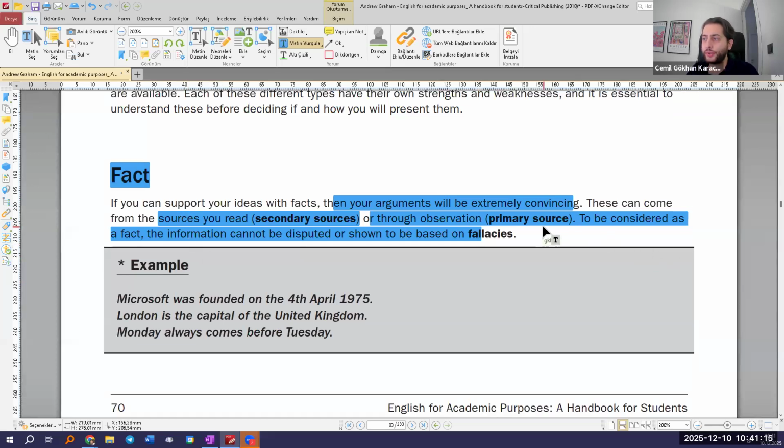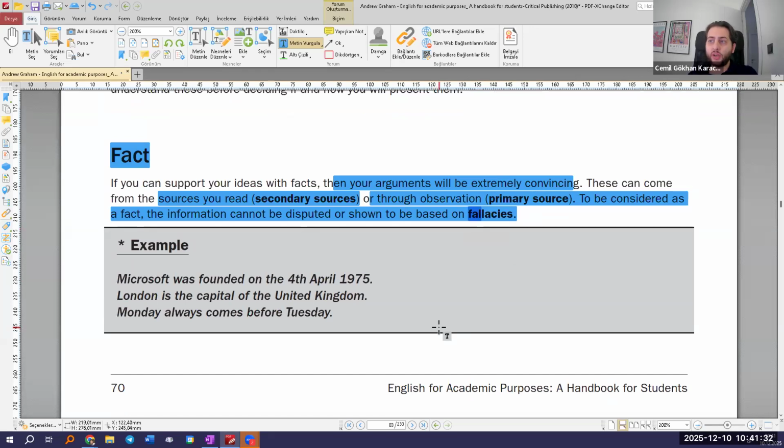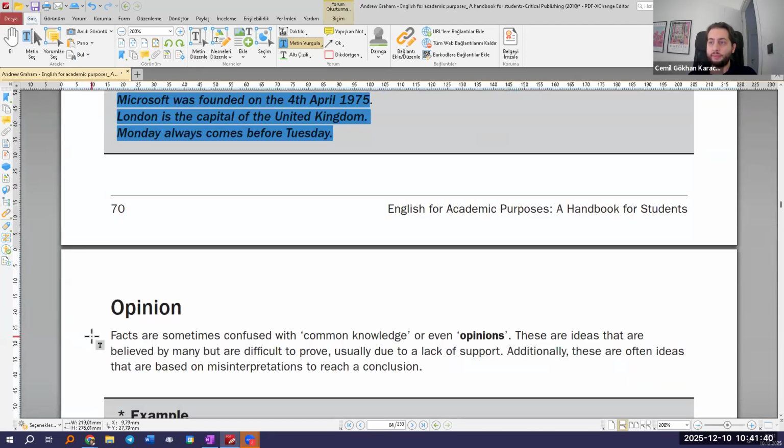For information to be a fact, it should be acceptable by all. Of course, only that doesn't make it a fact, but it shouldn't have any fallacies. So Microsoft was founded on the 4th of April in 1975. London is the capital of the United Kingdom, and Monday always comes before Tuesday.